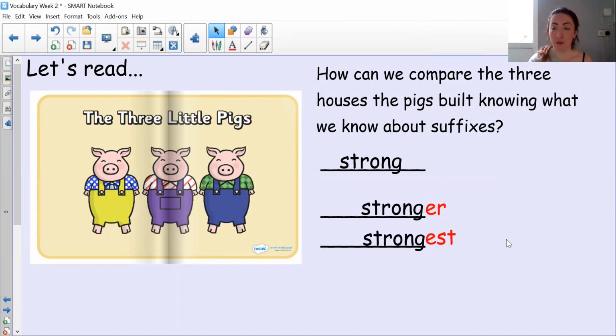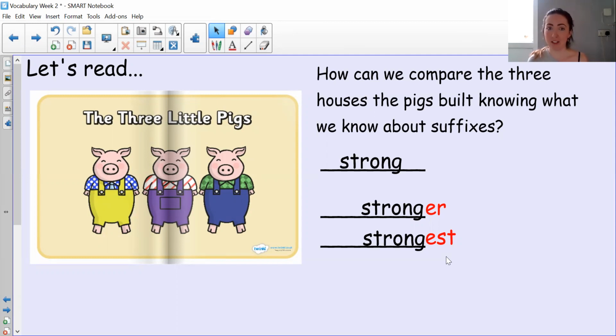Okay, so let's read through those adjectives again. So we've got strong, stronger, and strongest. So we're going to use those 3 words to compare their houses. So which house then is strong, but not stronger or the strongest? Pause the screen here to think about which house is strong.